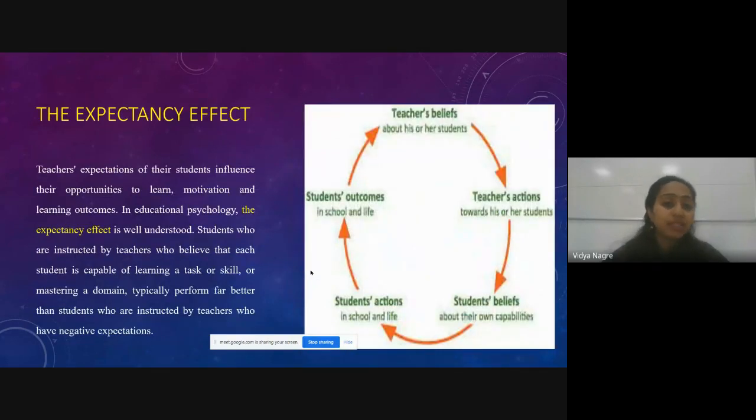The expectancy effect. This is another interesting factor that is in teachers' hands. Teachers' expectations of their students influence their opportunities to learn, motivation and learning outcome. How? In educational psychology, the expectancy effect is well understood. Students who are instructed by teachers who believe that a student is capable of learning a task or skill or mastering a domain typically perform far better than students who are instructed by teachers who have negative expectations. So teachers' belief system also helps to inspire students towards learning.